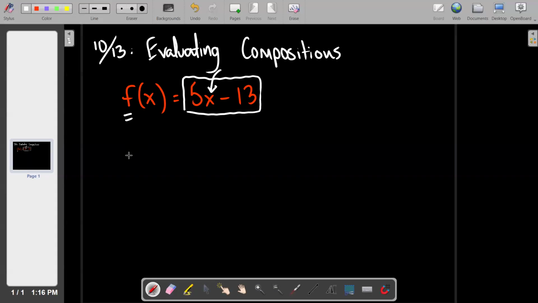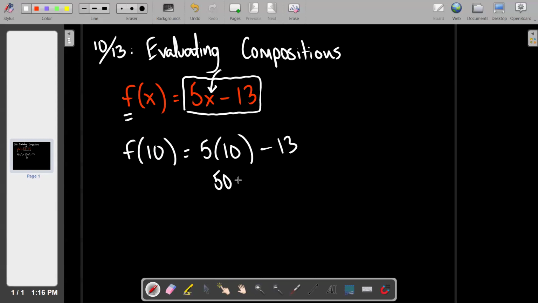So for example, if I said to you, what is f of 10? The language is the barrier here. Like, I'm not asking you to do hard math. It's just hard to get used to all these stupid symbols and stuff. So if you put 10 in there, what is 5 times 10? And what is 50 minus 13? 37. So we would say the quote unquote answer to this problem is 37. Do you have any issues with that? That's just evaluating a function.